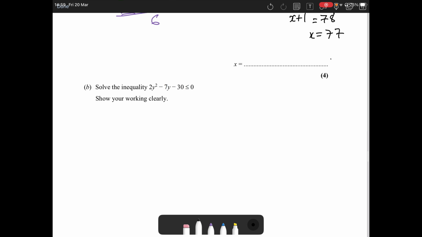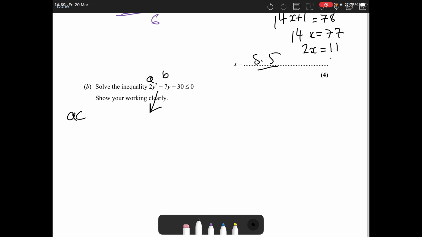Right, solve this inequality. This is challenging. So use your AC method. So AC, A is 2, B is negative 7, C is negative 30. AC means 2 lots of negative 30, that's minus 60. And B is minus 7.